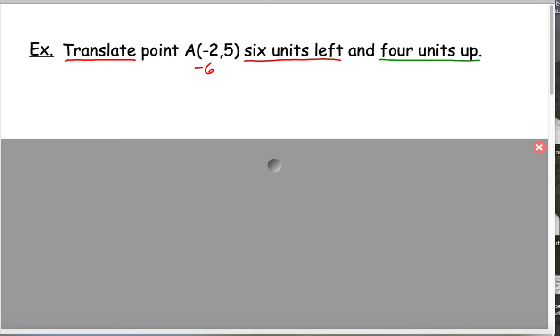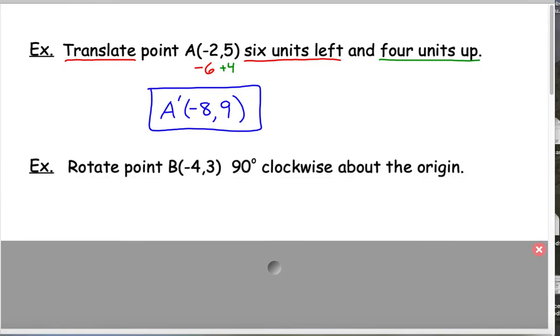4 units up, that's the y direction, and up is positive, so we're going to add 4 to the y. So our answer, A prime, is going to be negative 2 minus 6 is negative 8. 5 plus 4 is 9. And we didn't even need to draw a graph. Let's look at another one.